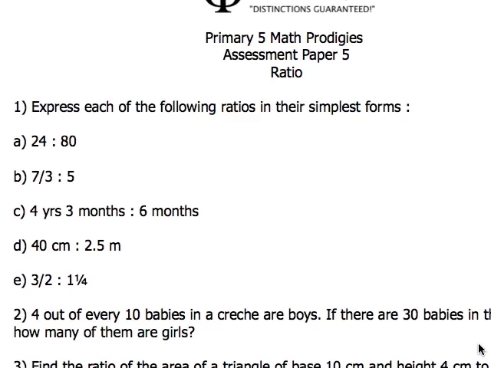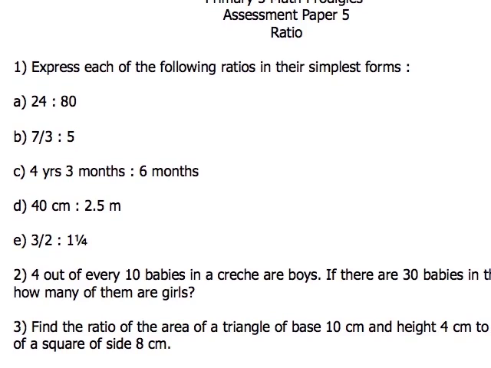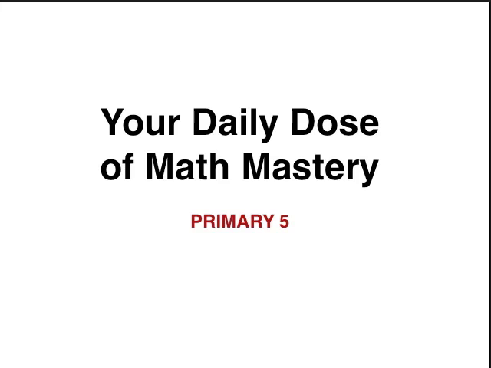It says express each of the following ratios in their simplest forms. Let's do part A, 24 to 80. So how do we make this into simplest forms? Simplest form basically means you must divide until you cannot divide anymore. That's as simple as it gets. In other words, you divide both sides, left and right, by the same number until you cannot divide any further.